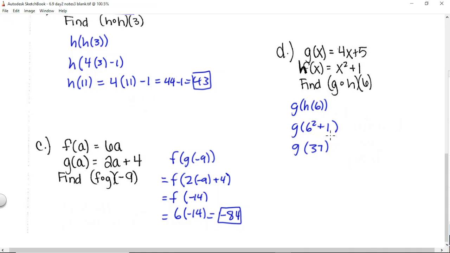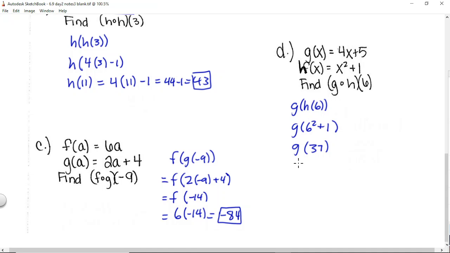Okay, so you kind of see the pattern here. H of 6 is 6 squared plus 1, right? Since h of x is x squared plus 1, I'm sorry, I should read that. H of x is x squared plus 1. H of 6 is 6 squared plus 1. That's what we have here, because h of 6 is the input for g. So you just evaluate 6 squared plus 1 is 37. That's our input for g.